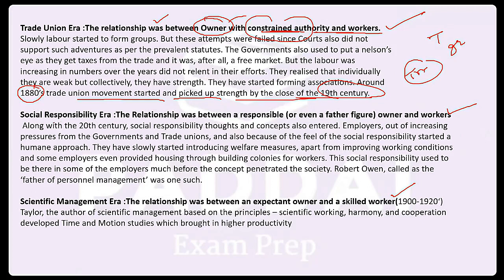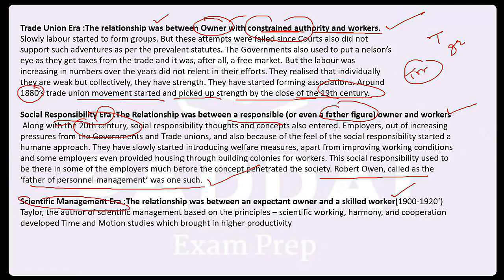Then came your social responsibility era. Here the relationship was a fatherly figure. The owner was the father who was responsible to take care of the employees and give them welfare measures. So that was the social responsibility era, and this era was along the 20th century. Robert Owen is called the father of personnel management, who is also the first one associated with the welfare movement.